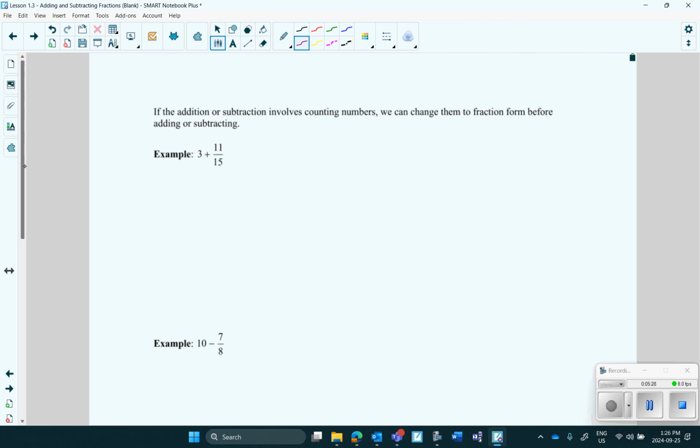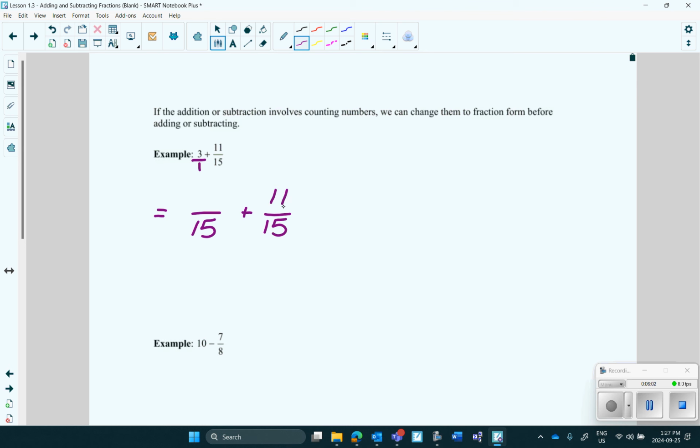What happens if we have this situation? A whole number and a fraction. What would I do, Finley? You can change any whole number to a fraction by tossing it over one. And now you just find the lowest common denominator, or the smallest number that 1 and 15 go into, which is just 15.